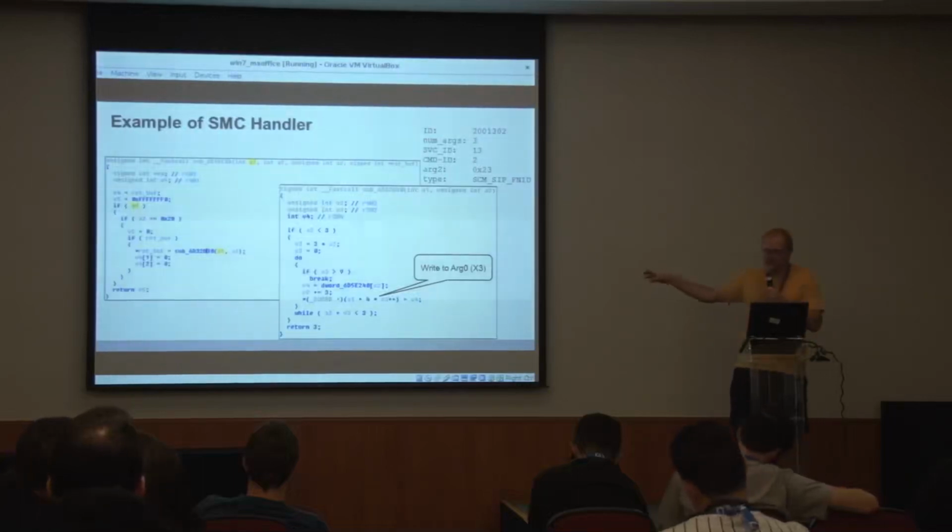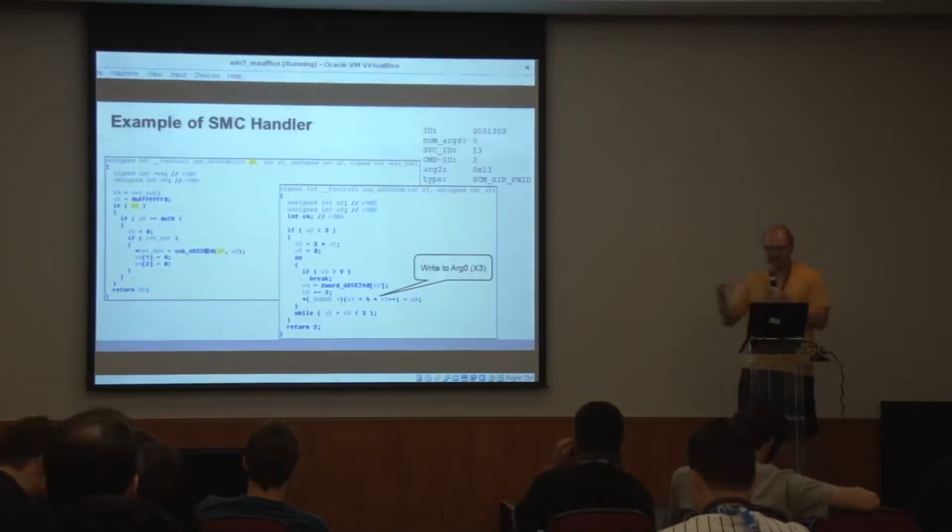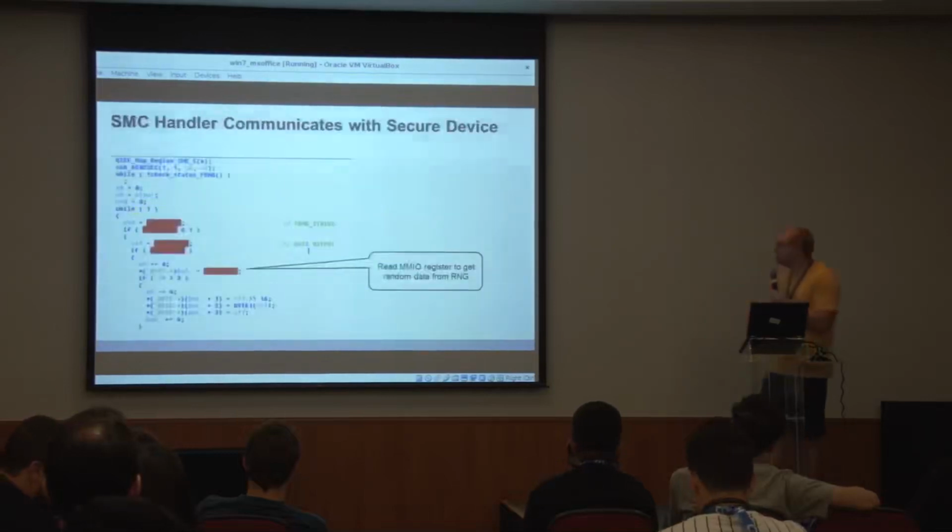But it still has a write primitive. You can overwrite anything outside of TrustZone. Everything which is not protected, you can overwrite by using this SMC handler, which we'll use later to compromise the hypervisor.